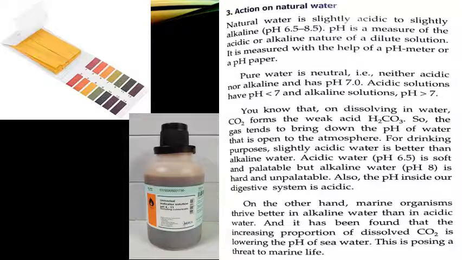So what it is trying to say is that if the drinking water is slightly acidic, then our body can tolerate it. If it has pH 6.5, our body can tolerate that water. But if it is on the alkaline side, that is, it has pH 8, our body cannot tolerate it. So this shows that slightly acidic water we can have, but the basic ones will not be suitable for our body. They are saying also the pH inside our digestive system is acidic. There is an acid present in our stomach, so that is why the pH of our digestive system is also acidic.